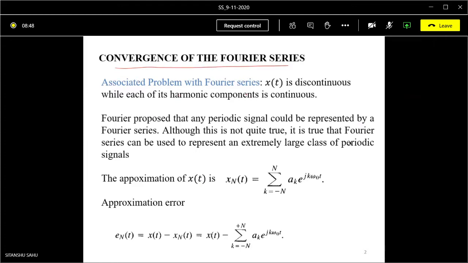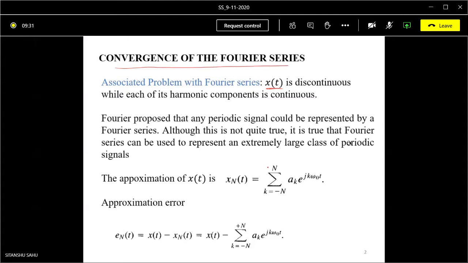And the associated problem with Fourier series is that x(t) may be discontinuous while each of its harmonic components is continuous, right? So when you say x(t), we approximate x(t) with the help of some sinusoidal components of harmonic nature. These sinusoidal components are continuous in nature, but x(t) can take any kind of shape. It may be discontinuous or it may be continuous. But this is a difficulty when you approximate a discontinuous signal with the help of its harmonic sinusoidal components.